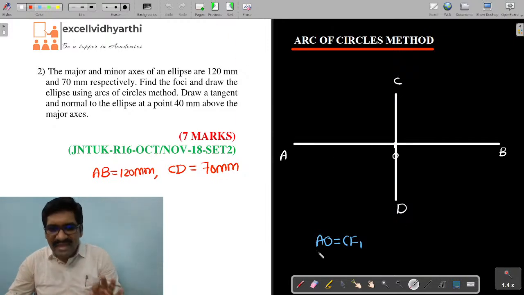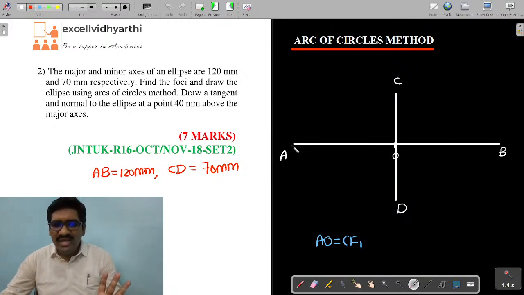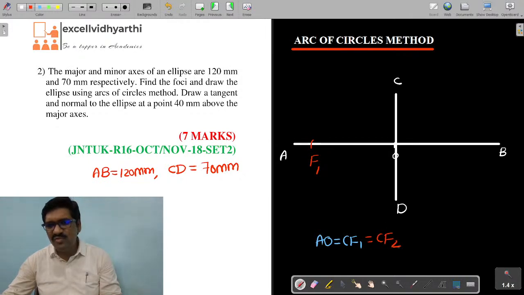Now, this point you have to remember. AY is always equal to how much? CF1. You do one thing, all of you. You just take AO as radius, C as center, and cut this line. Again I am repeating. Take AO as radius, C as center, cut this line. Here I am taking it simply as F1. In the same way, this will also be equal to CF2 only.